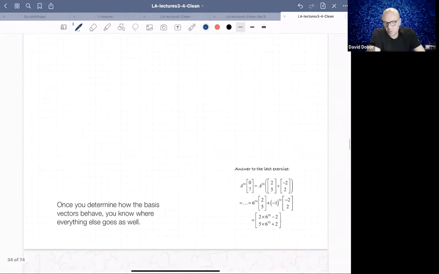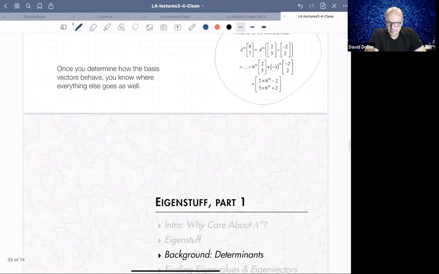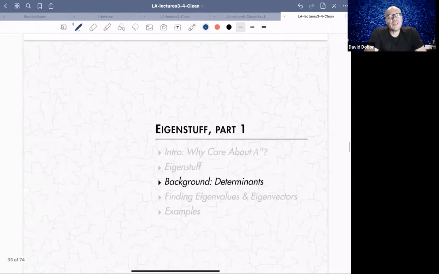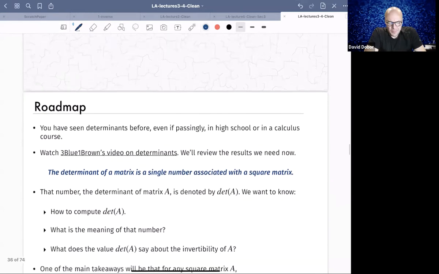You should do it. So maybe it will show up on the quizzes, but here's the answer. You should get this answer when you work this out. Now, we'd like a streamlined way of computing eigenvalues and eigenvectors.